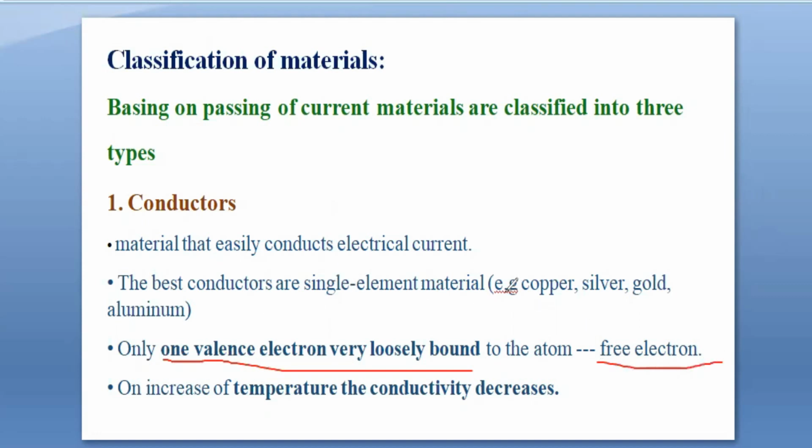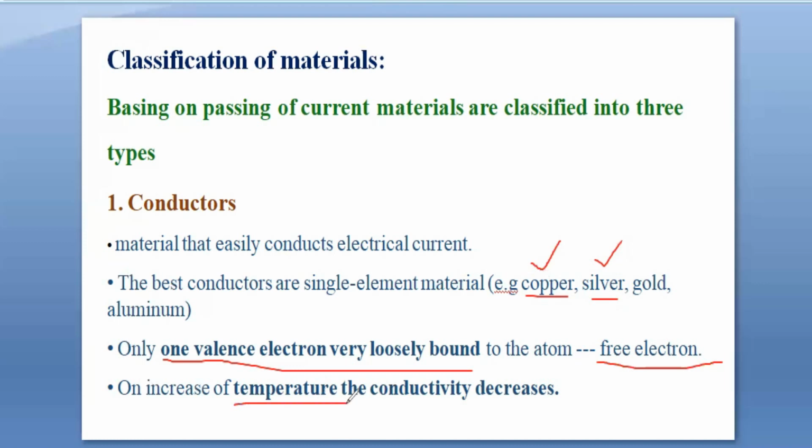The examples for these conductors are copper, silver, gold, etc., and aluminium. Among these, silver will carry current in high quantities. It will have very little resistance. Then comes copper. Mostly copper is used in all household purposes.